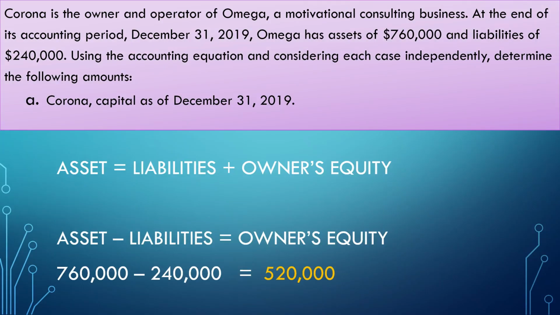So to answer the first requirement, the Corona capital as of December 31, 2019, we can simply use the basic accounting equation, which is assets equals liabilities plus owner's equity. In the problem, we have given assets of 760,000 and liabilities of 240. So we deduct liabilities from the assets, and we get the owner's equity of 520,000.